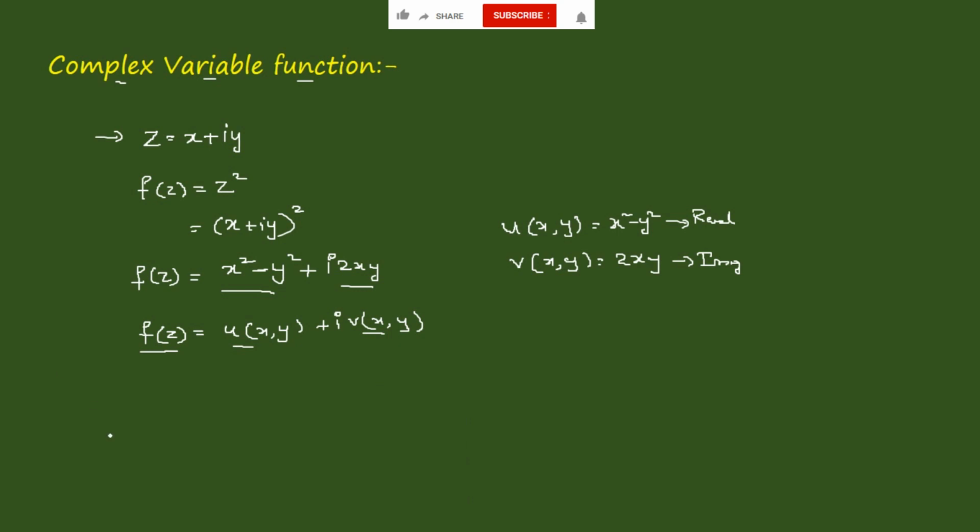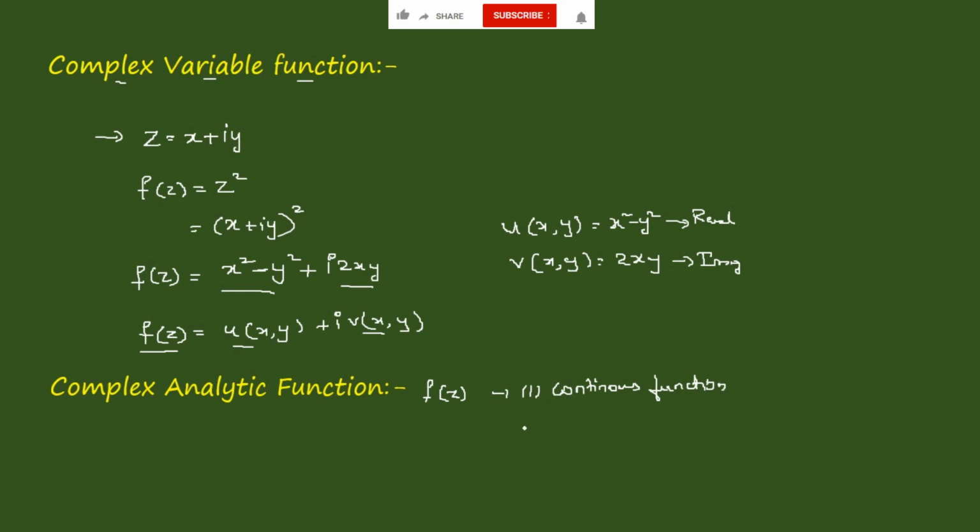Now consider a complex analytic function. A complex variable function f of z is said to be an analytic function if the first condition is that it should be a continuous function, and the other condition is that f dash of z exists. Then that particular function is known as an analytic function. Now I'll be explaining it by means of a definition.